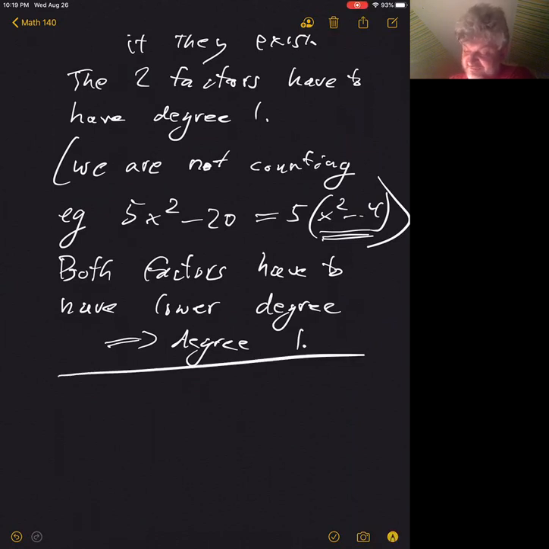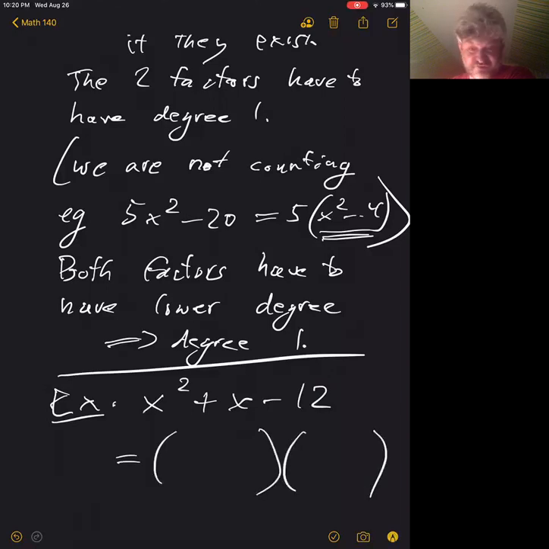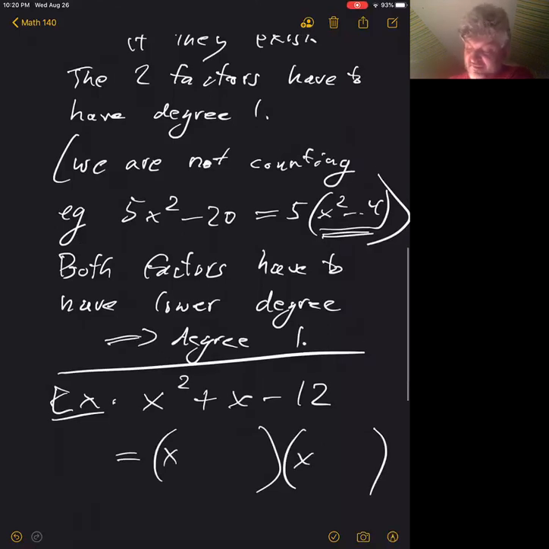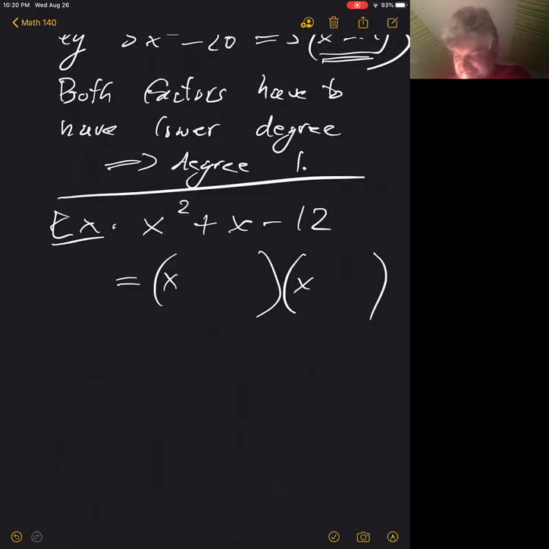So how do we do it? Here's an example: x squared plus x minus 12, and there's going to be two factors of degree 1. I might as well tell you that they both should start with an x. Of course, we want to try and find factors with integer coefficients. It starts with examples where this is actually possible.